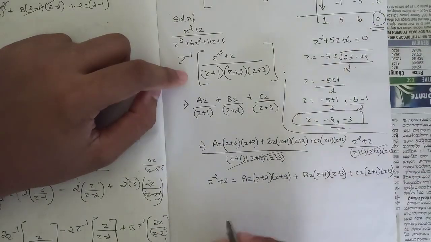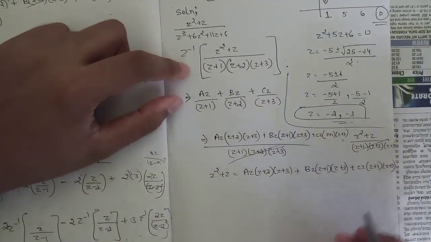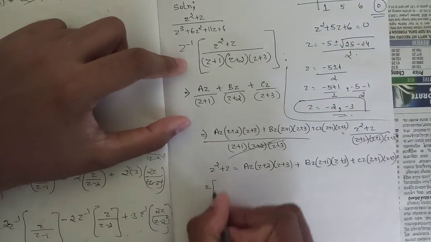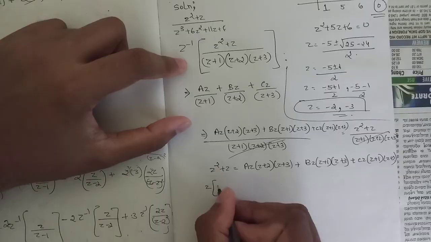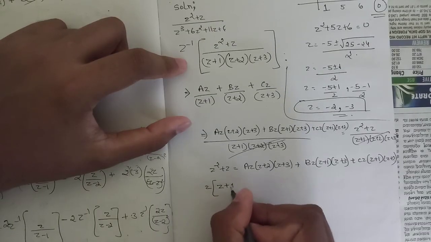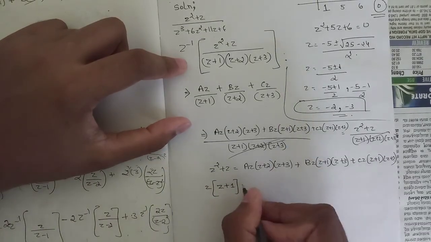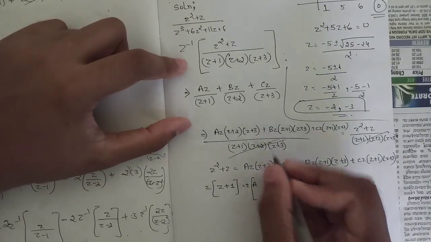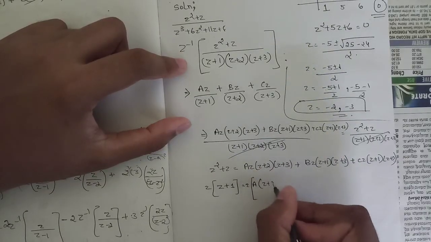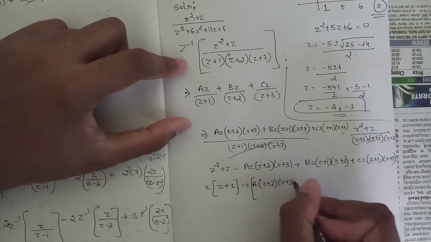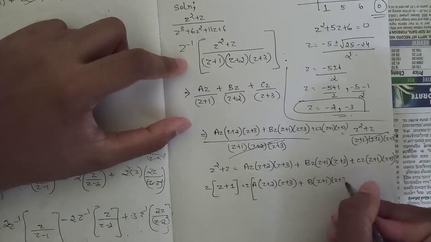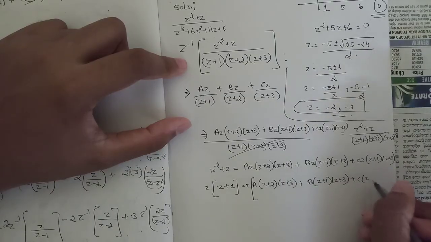Now here we can see that we can take z common in both LHS and RHS. So we will take that out so that we can cancel that z. The remaining term here is z plus 1 equals z into a z plus 2, z plus 3 plus b z plus 1, z plus 3, plus c z plus 1, z plus 2.